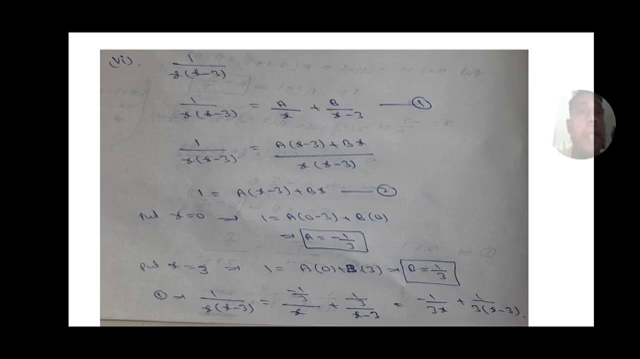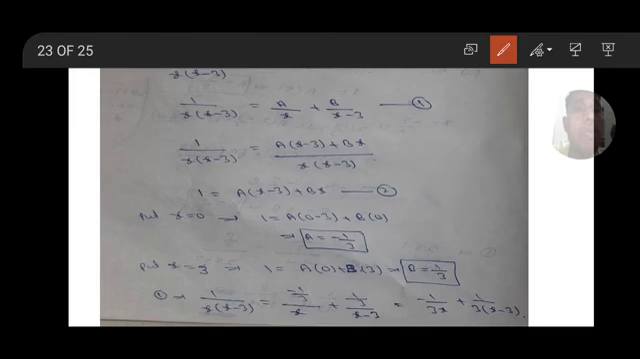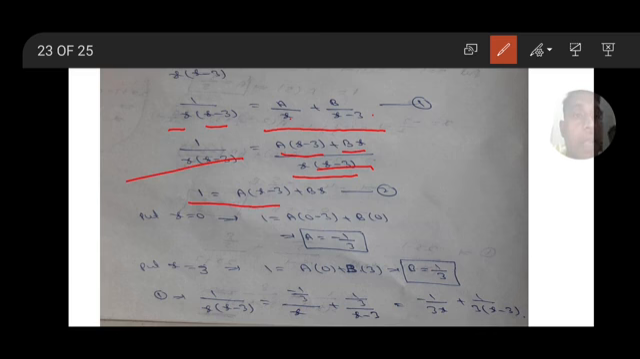Next one, 1 by x into x minus 3. Here both x and x minus 3 are linear factors. So substitute in the first method only, linear factors, non-repeated. Therefore a by x plus b by x minus 3. So LCM simplification, x into x minus 3 is the LCM. So we get x cancel, a into x minus 3, x minus 3 cancel, b into x. Denominator both sides cancel, 1 equal to a into x minus 3 plus b into x.